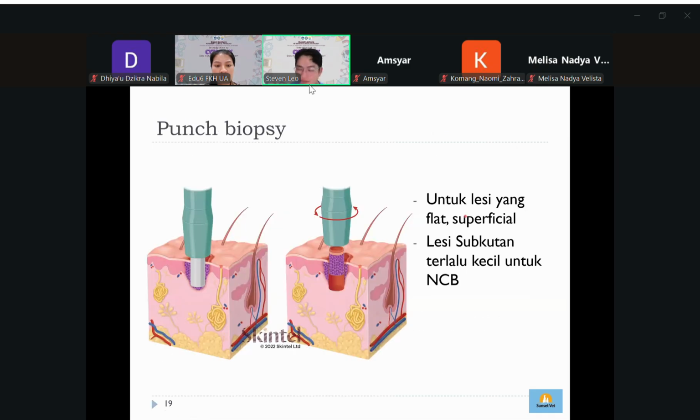And then the punch is usually for a superficial lesion. You literally clip the hair and see, okay, this is the lesion that I want to take. You put it on the position of the mass and then press it, and you get a sample, because the blade is circular.